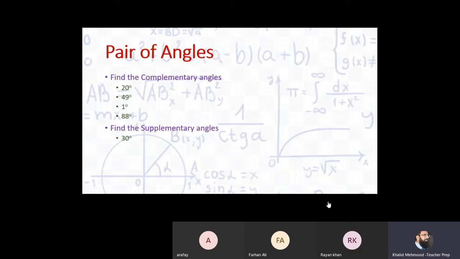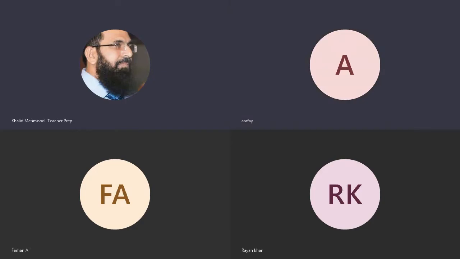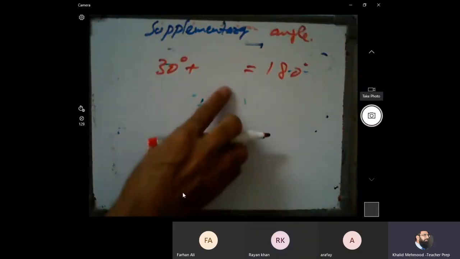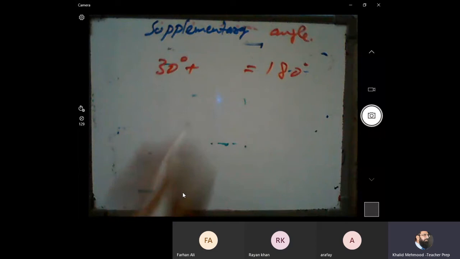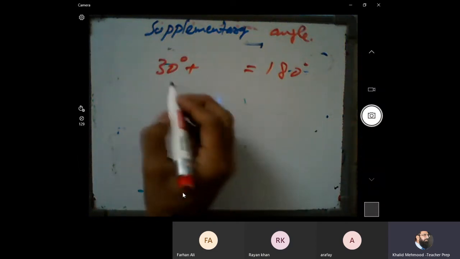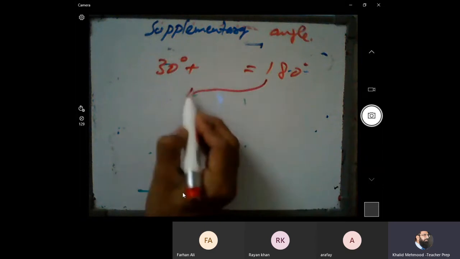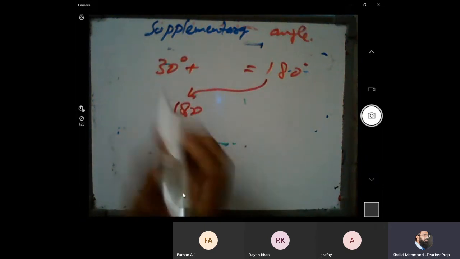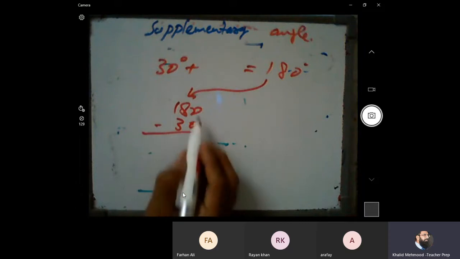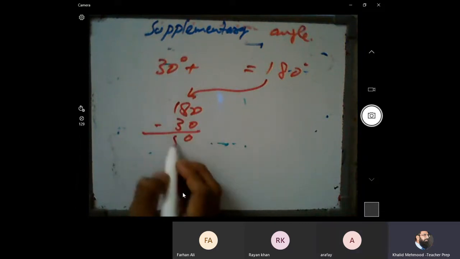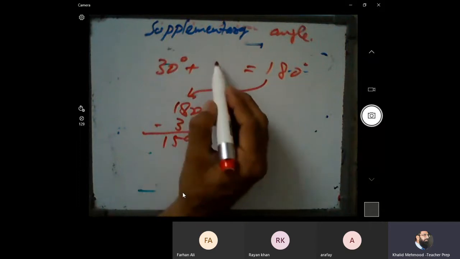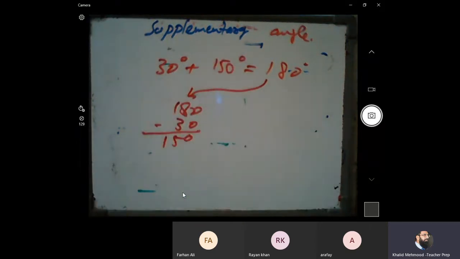Now we'll see how we'll do it mathematically. Sir, subtract first. Yes, 30 degree, 150. Well done, you are right. The previous one was 180 minus 30 degree. We get the answer 150. 0 and 8 minus 3 is 5 and 1. So 150 degree is the answer. This is the supplementary angle.